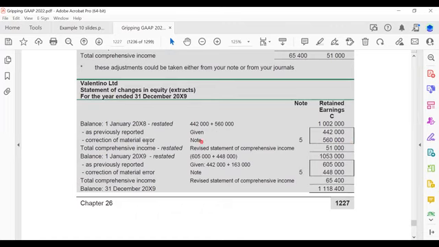Then our closing balance will also have the word restated, and our balance at the beginning of the year is restated as previously reported, and the correction of material error once again. Okay, very, very important are these wordings, because these carry marks. They are disclosure marks. Okay, so don't forget those line items.